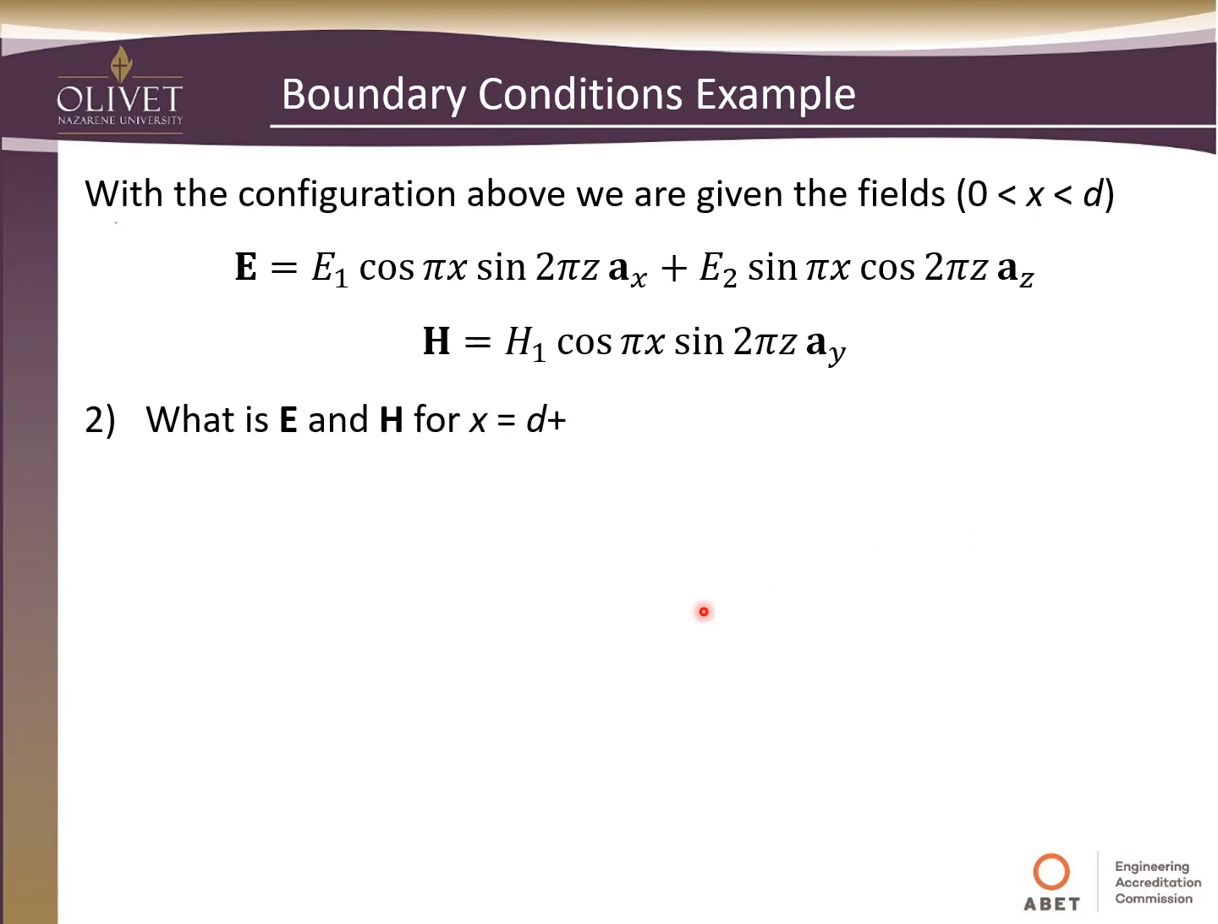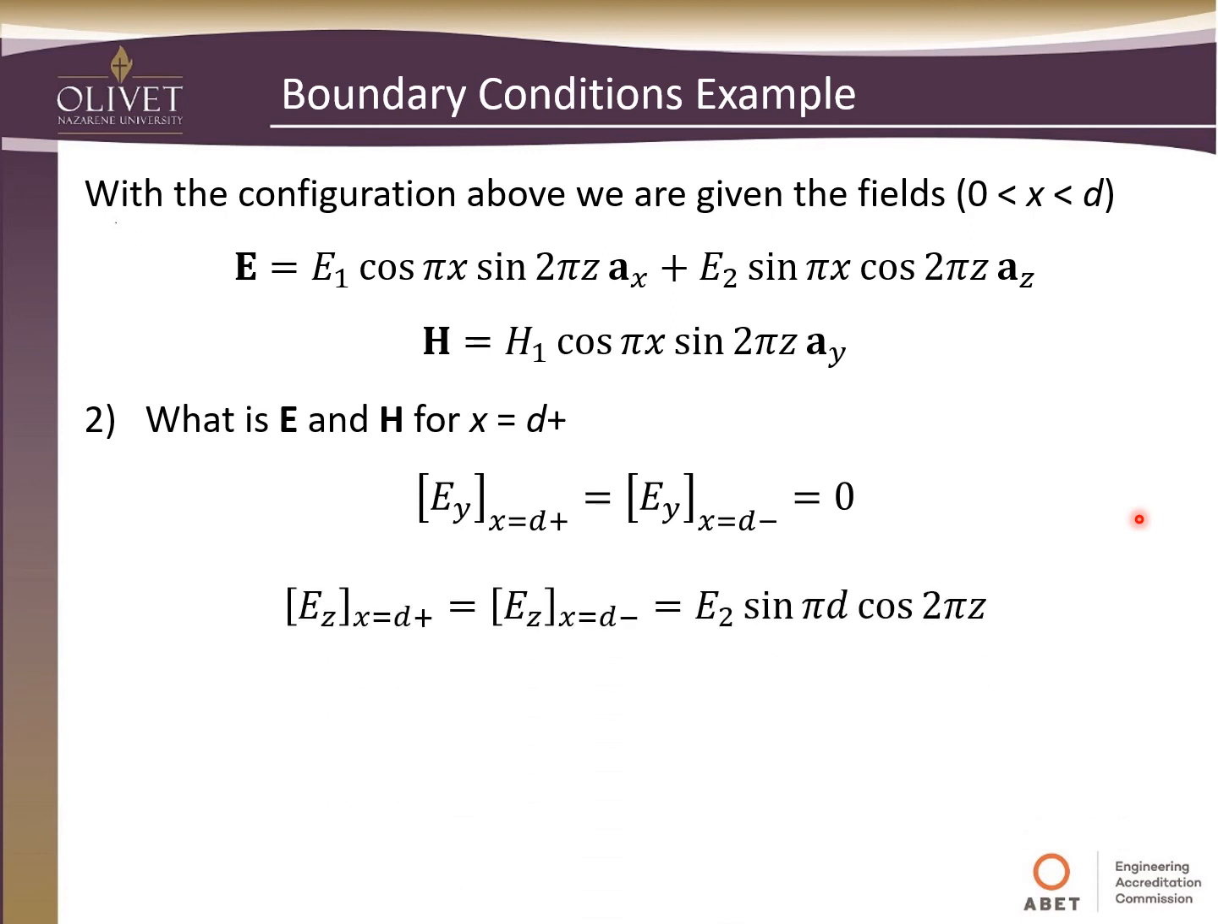So what about the second part? What is the electric field and the magnetic field at that other boundary between the two dielectrics? Well, we have to remember that our tangential components have to be equal. And so in this case, that would be the EY components. Or excuse me, EY components are equal to 0 because there is no EY component.